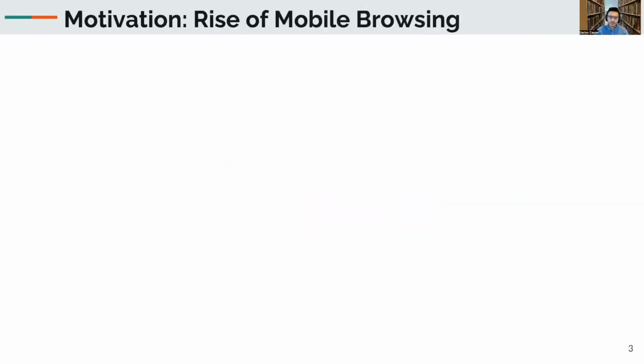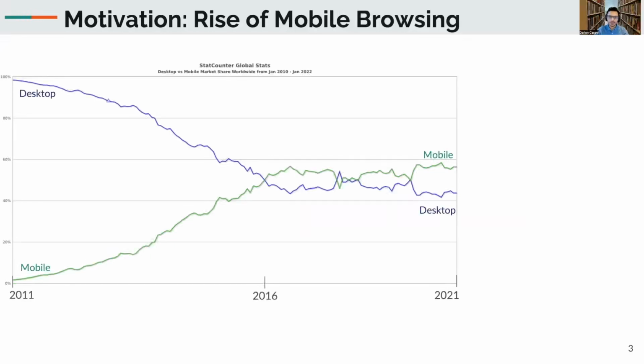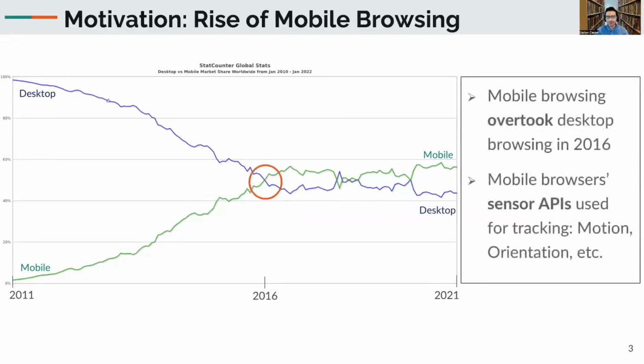With that in mind, we'll now look at the rise of mobile browsing, which is the second piece of motivation for our work. What we saw over the past decade is a steady increase in the market share of mobile browsing relative to desktop browsing, culminating in 2016, where we see that mobile browsing actually overtook desktop browsing as the most popular way that people are accessing the web. This is important and a challenge for web privacy measurement researchers because mobile browsers run on mobile devices that have additional sensors as compared to desktop devices, and mobile browsers expose access to these sensors via sensor APIs that can be used for tracking.